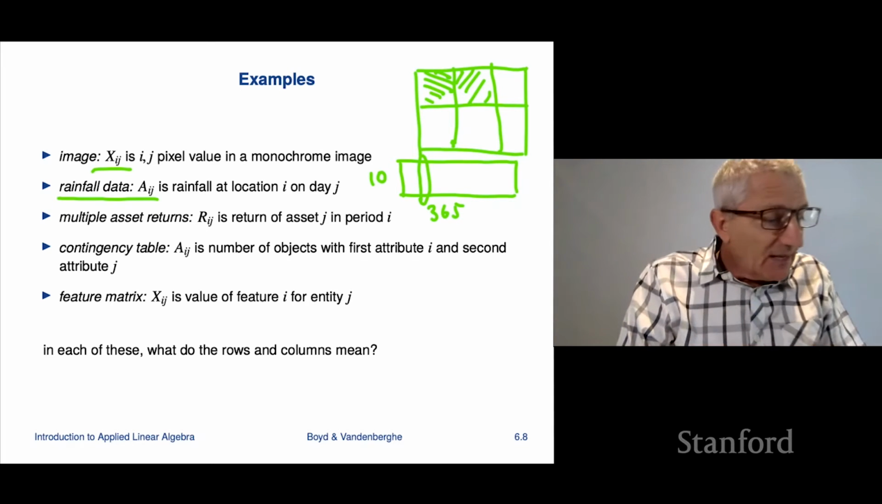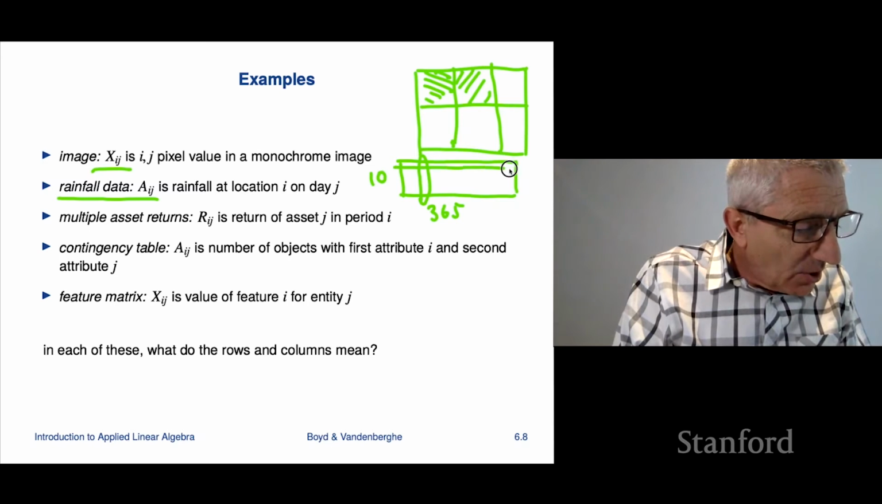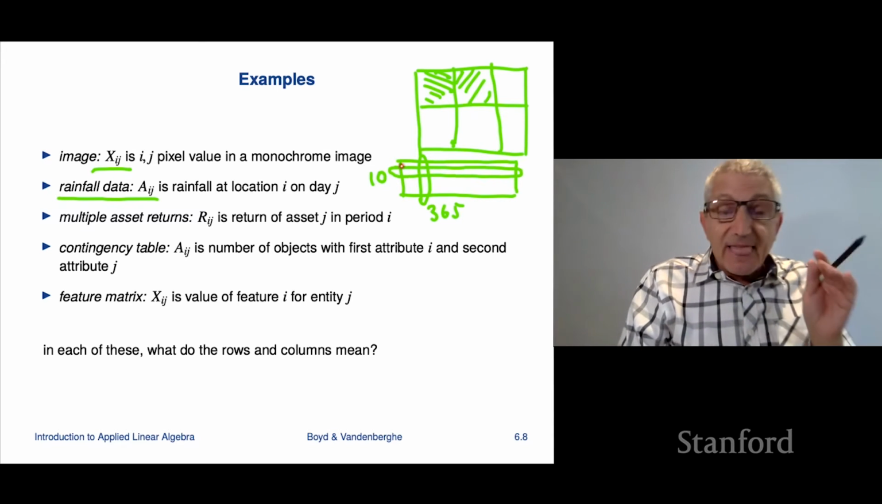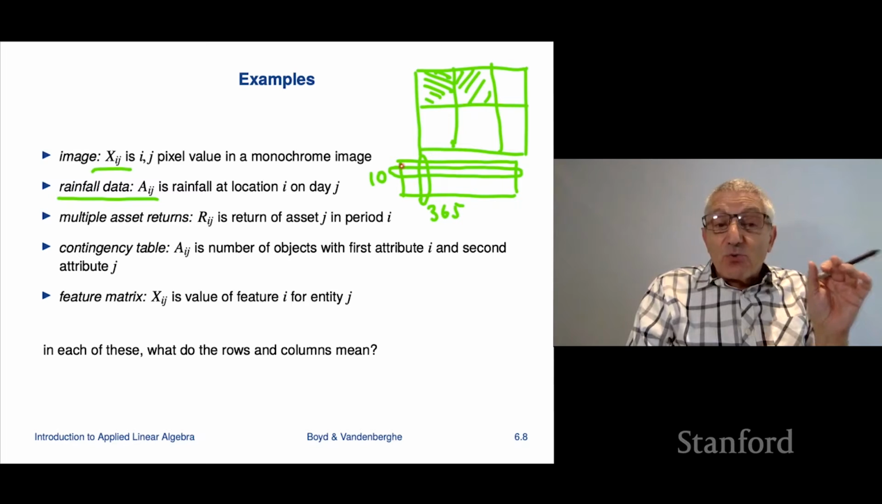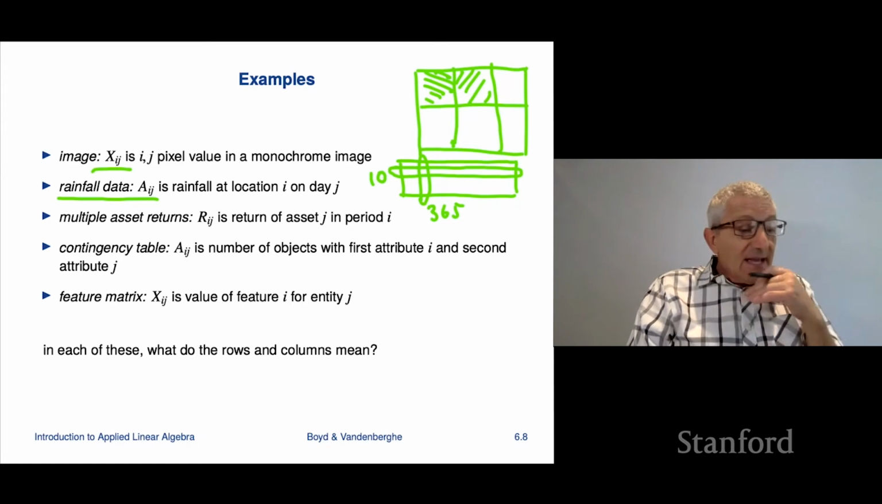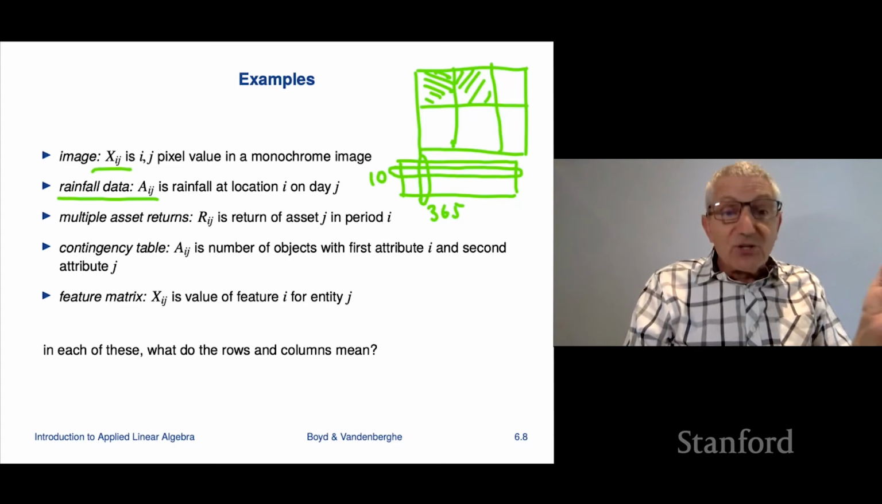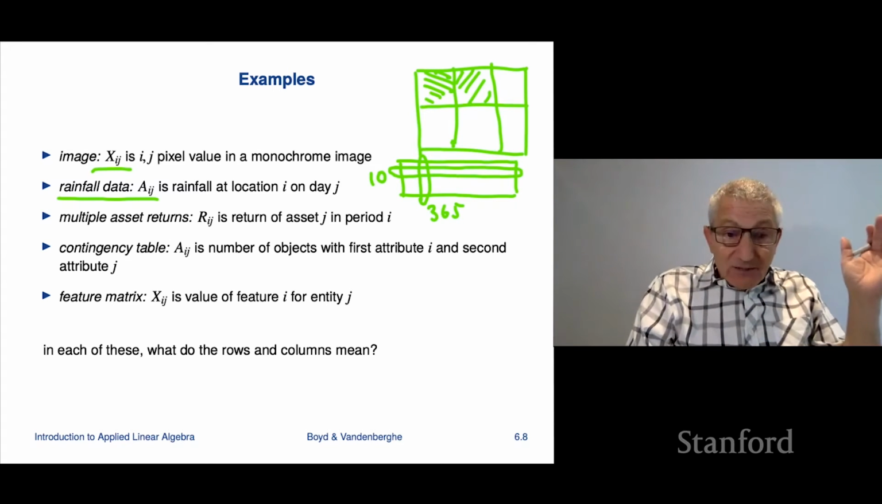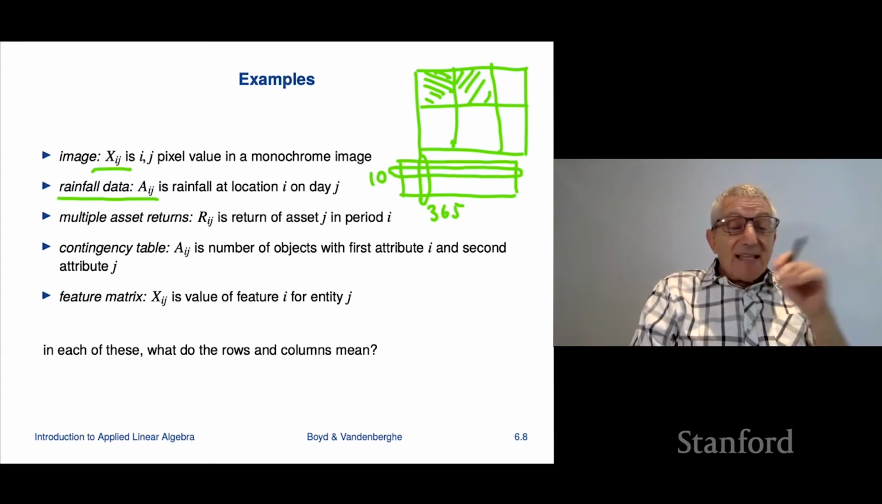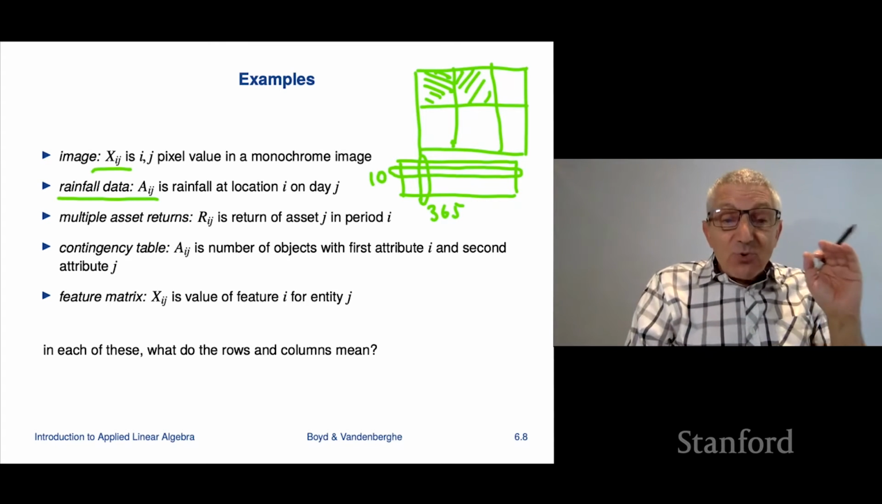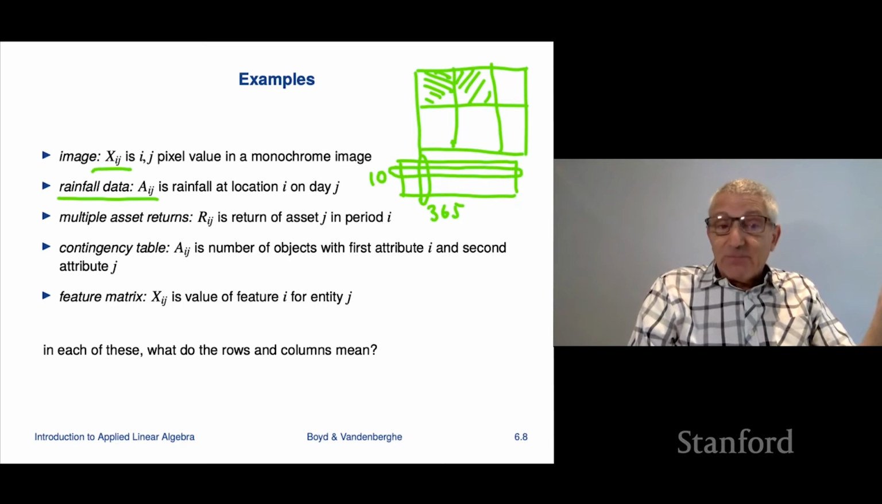Okay, let's look at the third row of this matrix. Well, that's a 365 row vector. And the meaning of the third row is it's the third location. Let's say that's Palo Alto. So the row gives you one year's worth of rainfall in Palo Alto. Okay, so that's what it means.